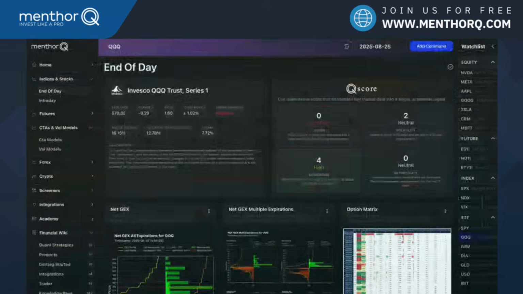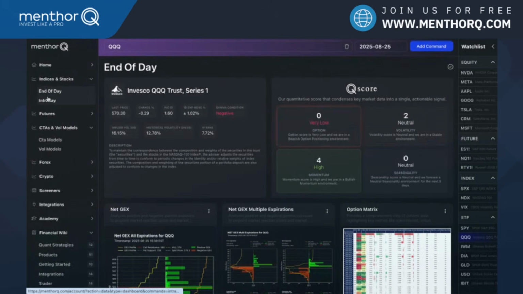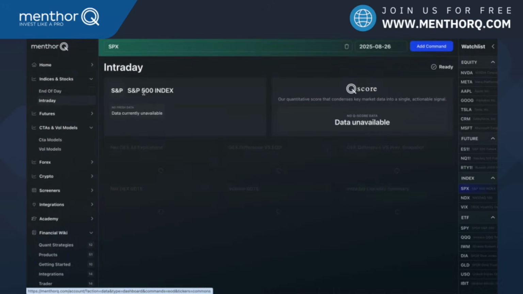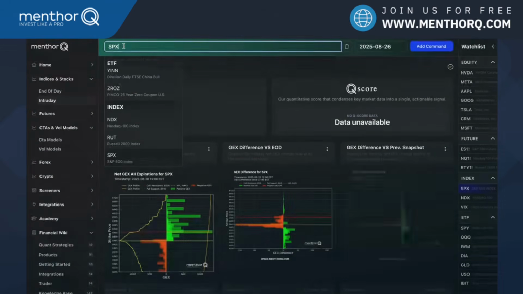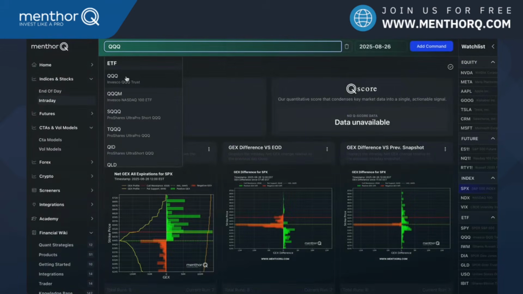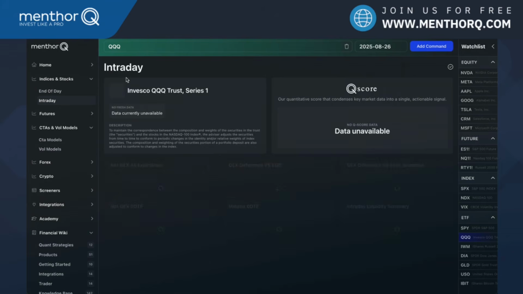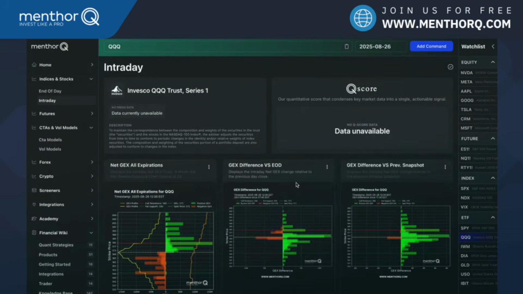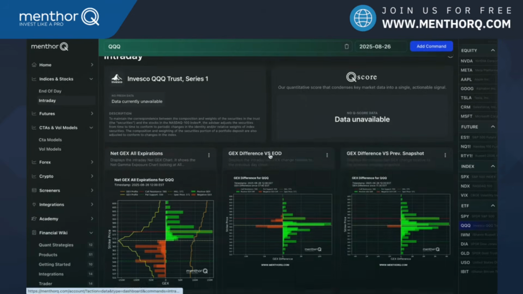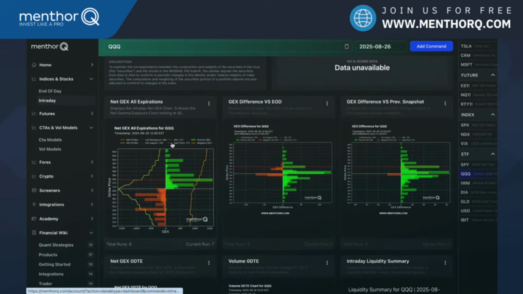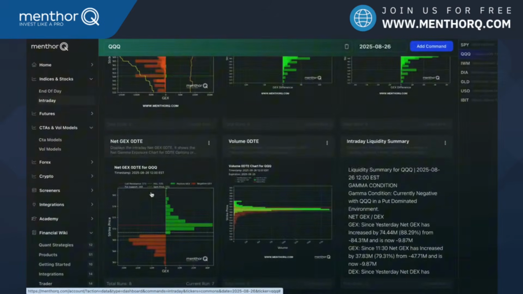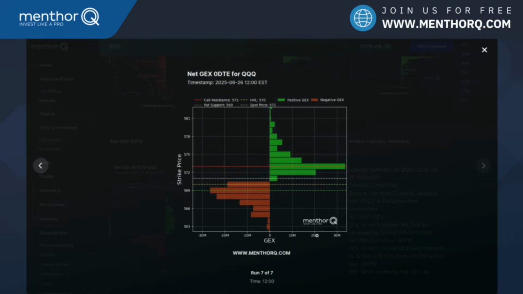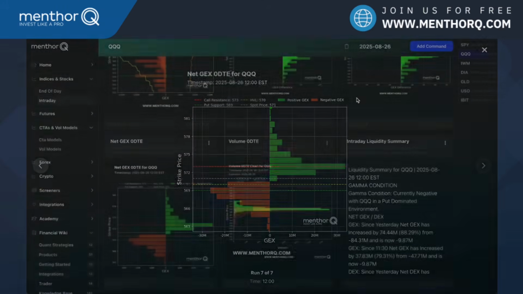I want to come to the dashboard. Looking at the intraday stuff, I want to come here and confirm what's going on in my assets. So if I open up QQQ, for example, here we have our intraday net gamma exposure chart. We have our 0DTE net gamma exposure chart. This can be important, especially for day traders. If you're trading QQQ options or NQ futures, this can be very, very important.